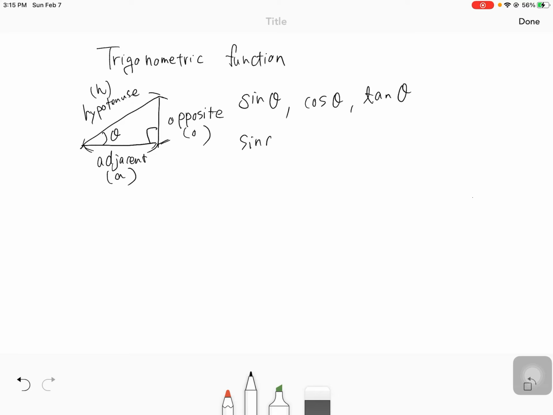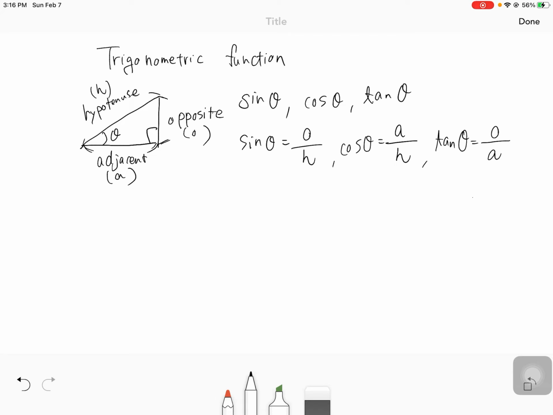So what is sine theta? Sine theta, you can calculate as the length of the opposite over the length of the hypotenuse. So actually it's a ratio between these two sides. Then what is cosine theta? Cosine theta is a ratio between the lengths of the adjacent and the hypotenuse. What about tangent theta? Tangent theta is the ratio of opposite over adjacent.